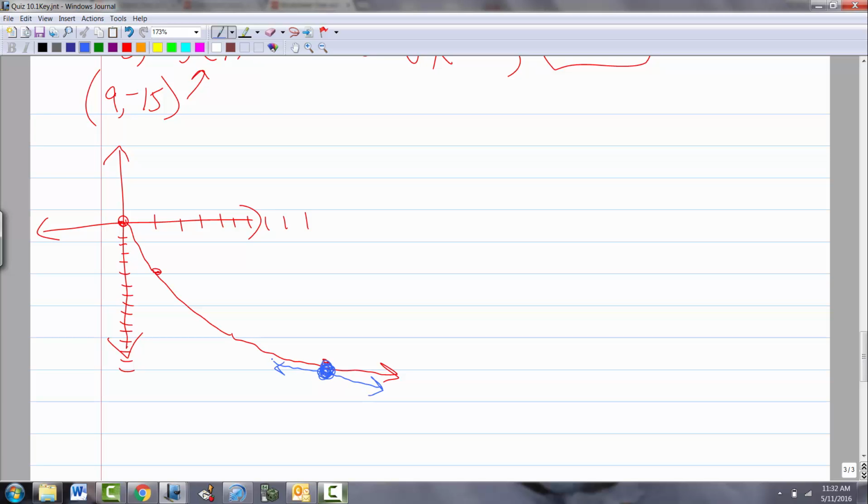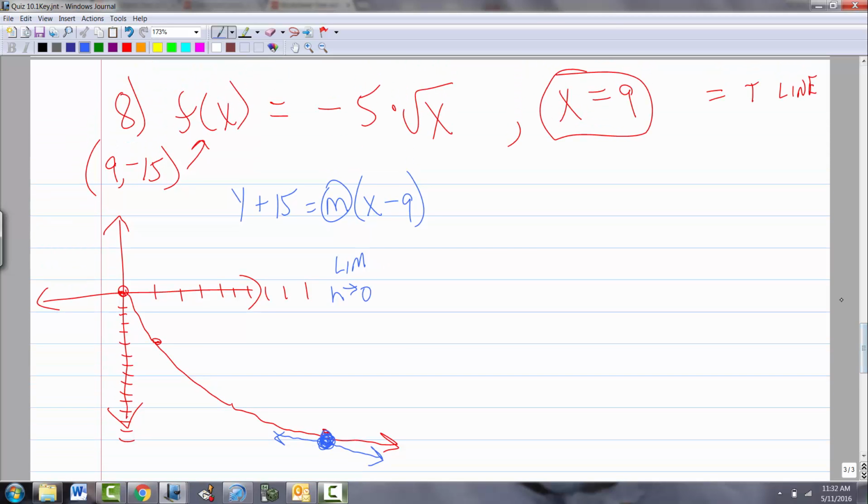So what we have right now is y plus 15 equals m times x minus 9. You need to understand that. And what we're trying to find then is the slope of the tangent line. The slope of the tangent line comes from the derivative formula, which I derived, how a secant line turns into a tangent line. It's only when h, the distance between the x's, gets closer to 0. You can look at that again. It's not about understanding right now. I guess it's about doing.